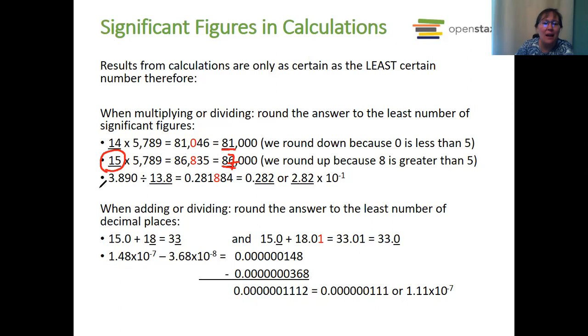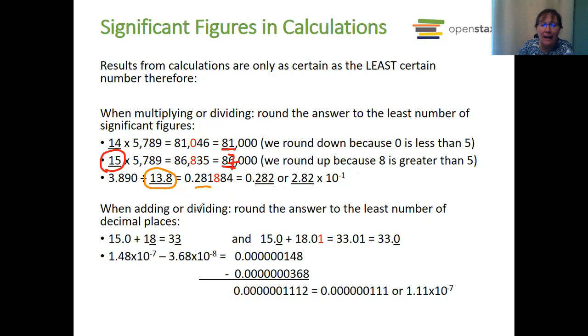Now, here you can see these. In this next one, we have 3.890 divided by 13.8. And again, this is our lowest number of significant digits because there's 4 here, so there's 3 here, and we can only have 3 significant digits. So this 8 will round up. We get 0.282 or 2.82 times 10 to the negative 1.